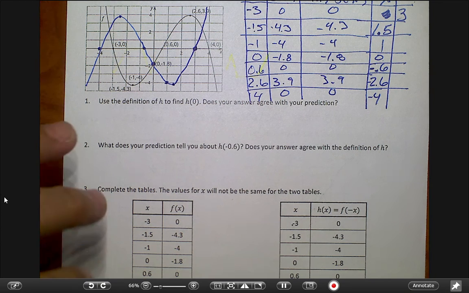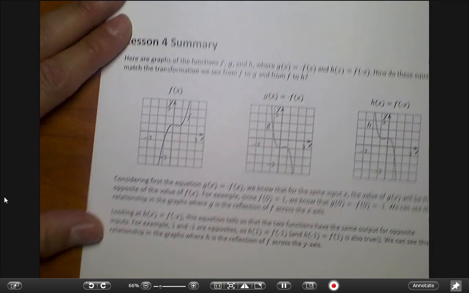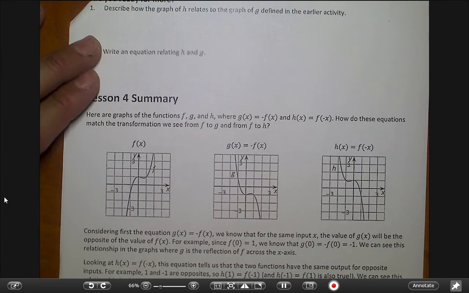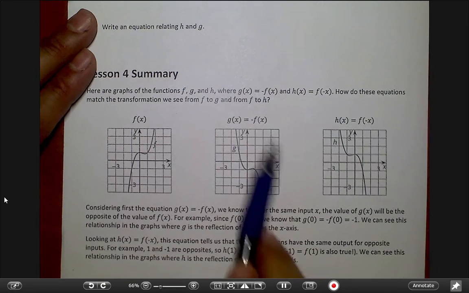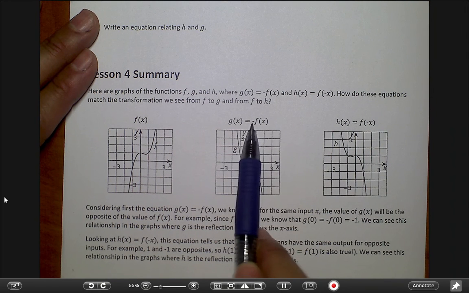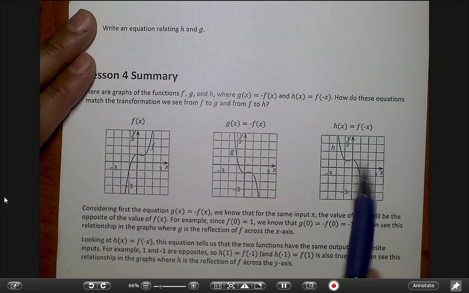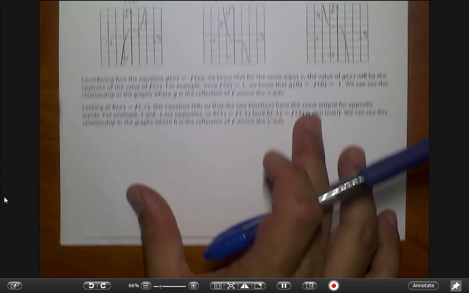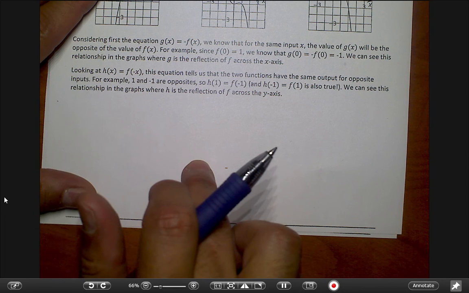All right, let's take a look. I'm going to flip over and, bam, we're already here. There's one thing I want to point out. We said that this one is flipping across the x-axis, and this one is flipping across the y-axis. Now, on the bottom of this, you guys are going to write this down.